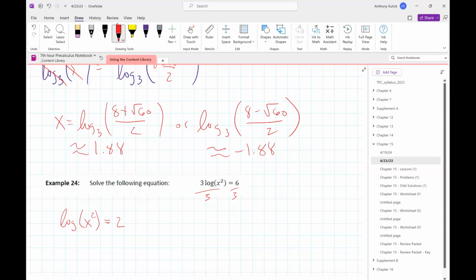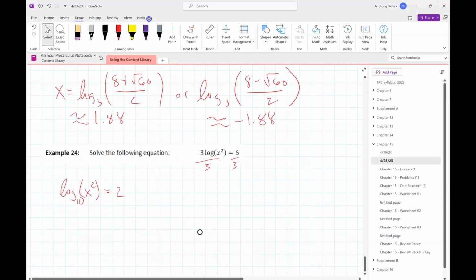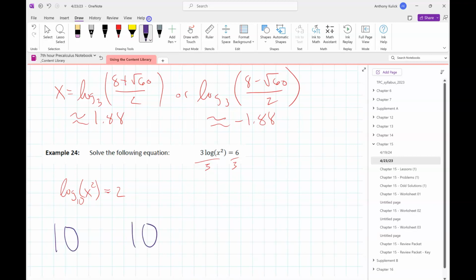I'll give you a hint. The base of this logarithm is 10, because I know that when I don't write anything, it's base 10. What is going to get rid of that log base 10? It is, you guys, exponent base 10.